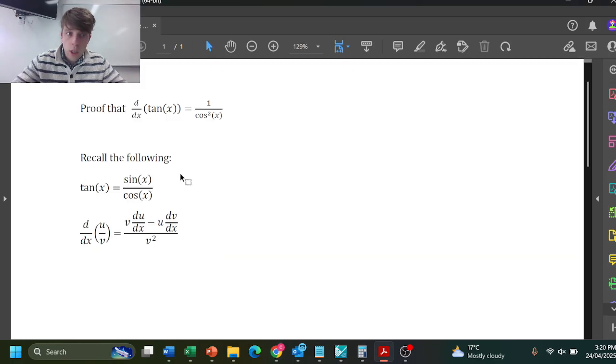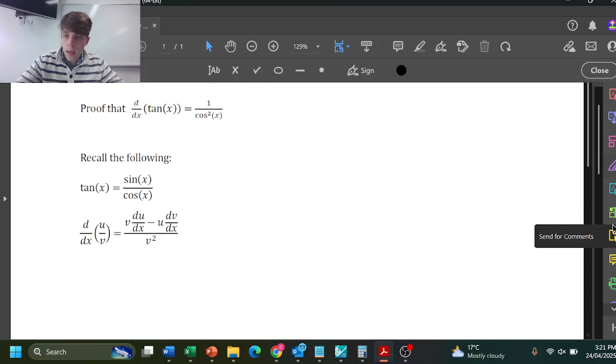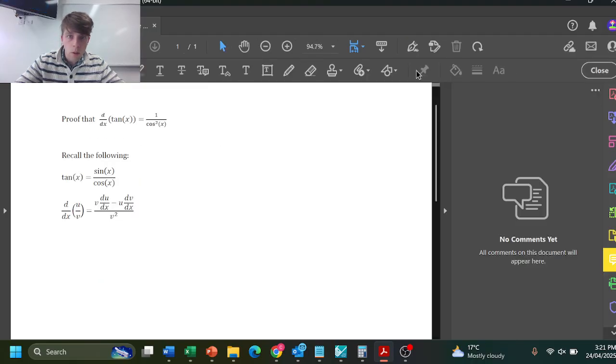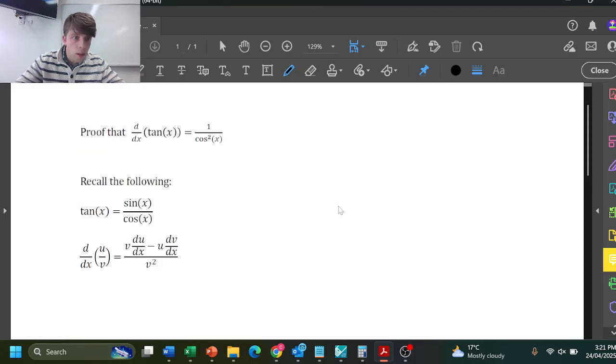So here is our objective. We want to prove that the derivative of tan x is equal to 1 over cosine squared x. Let me get up the trusty stylus and we'll prove this real quick. What we've looked at so far is a couple of different proofs. The first thing we proved was the derivative of sine. The second one we proved was the derivative of cosine.